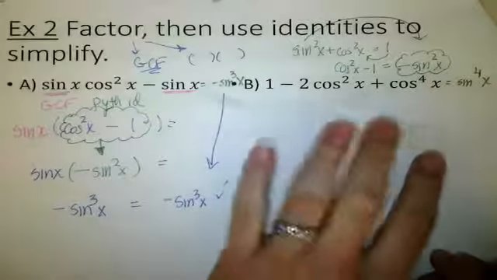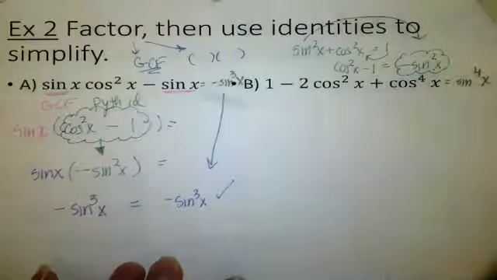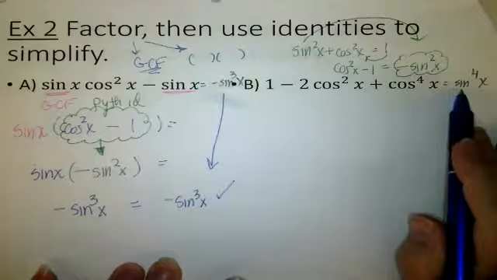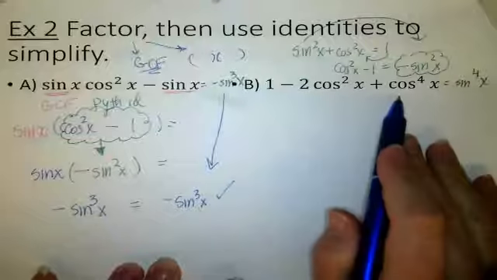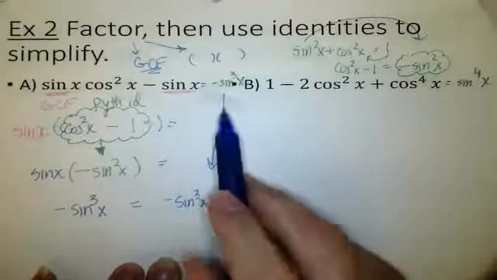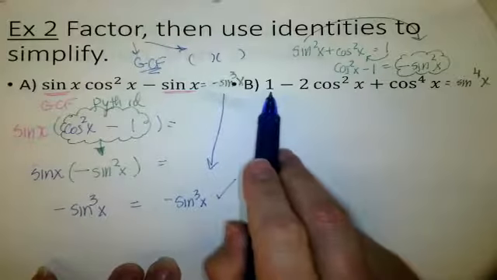Okay. Letter B. We have 1 minus 2 cosine squared of x plus cosine to the 4th of x. And it's supposed to equal sine to the 4th of x. Again, our goal is sine to the 4th. That's nice and simple. Over here, much more complicated. I see 3 terms.